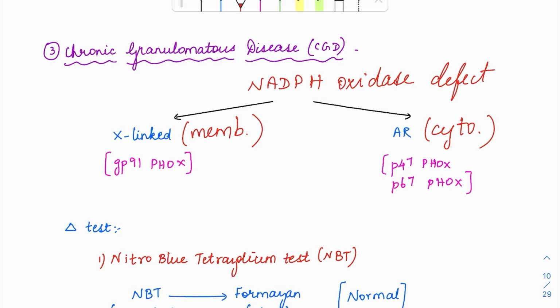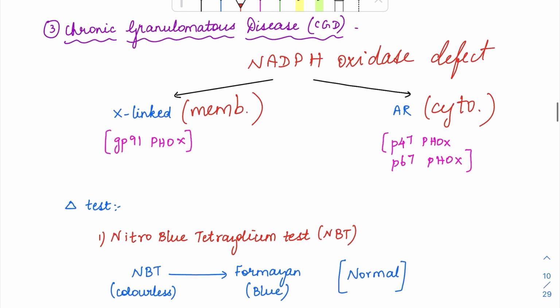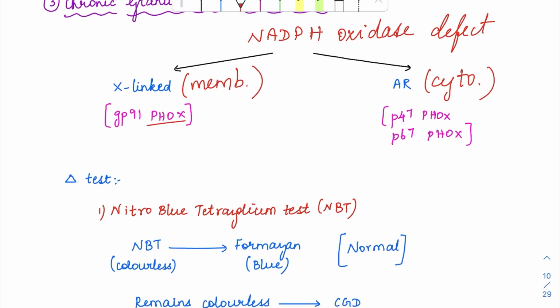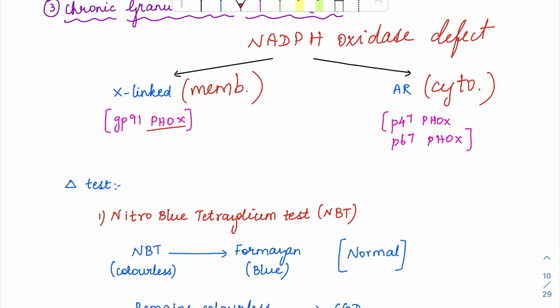Usually this NADPH oxidase is not a single enzyme. You have multiple components present on the membrane and the cytoplasm. Only when phagocytic activation takes place, all this NADPH oxidase is going to be recruited onto the phagolysosome. That is when the next step of phagocytosis and the intracellular killing will start taking place. In the X-linked disorder of this NADPH oxidase defect, PHOX stands for phagocyte oxidase, which is the other name for this NADPH oxidase. So the glycoprotein 91 of this PHOX enzyme is going to be defective, while in the autosomal recessive condition, the p47 and p67 components of the PHOX enzyme are going to be defective.